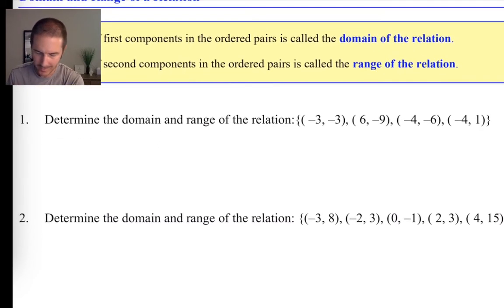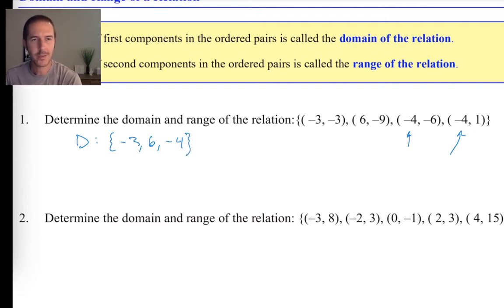And in this first example, we're asked to determine the domain and range of the relation, and we can write those as sets. So the domain, in this case, would be a set containing the elements -3, 6, -4, and you see that -4 appears twice. But when we make our list of domain values, we're only going to list individual instances of any of those values. So even though there's duplication of some x values here, we're only going to list those once.